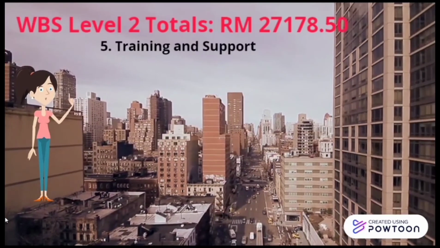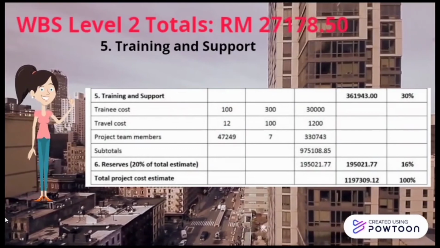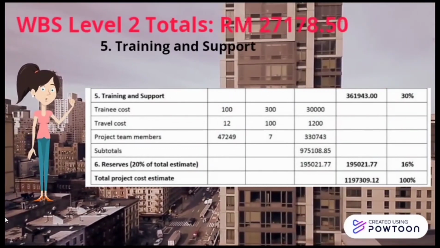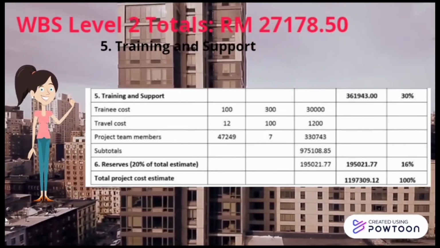Next part is training and support. The training hours that we need is 100 hours and will be paid 300 ringgit per hour. Travel cost we estimate is for 12 bus activities, which is 100 ringgit per activity. Lastly, project team members, which is the same calculation as project team members under the first calculation. The subtotal of all this calculation is 975,108 ringgit.